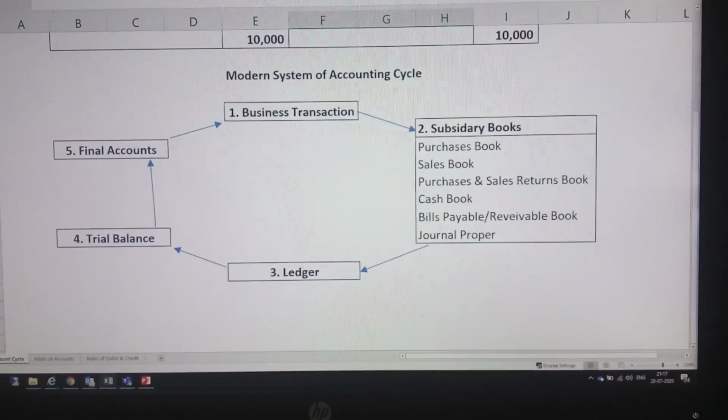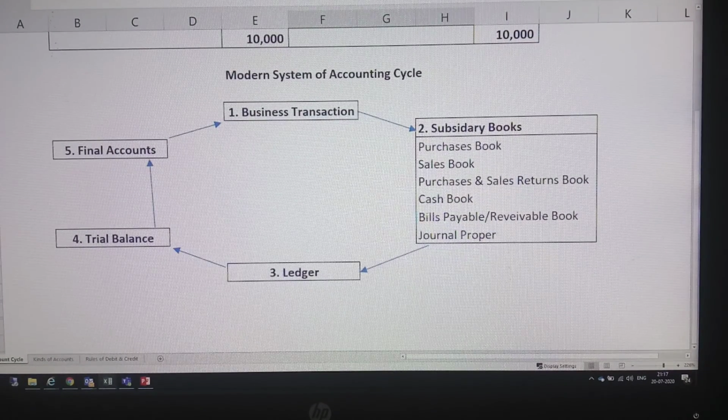Moving further, I also want to take you through the accounting cycle. What happens here? Everything starts from a business transaction and then we do our recording. Recording happens generally when we do the purchases book, sales book, purchase returns or sales returns. We also record transactions during cash transactions through the cash book. We also do it for bills payable and receivable. So all this happens through the general journal.